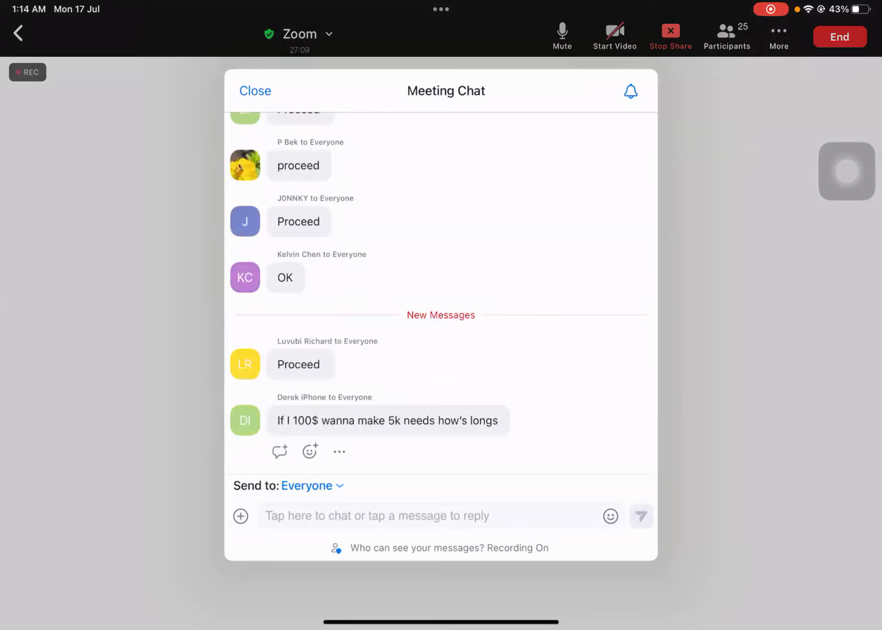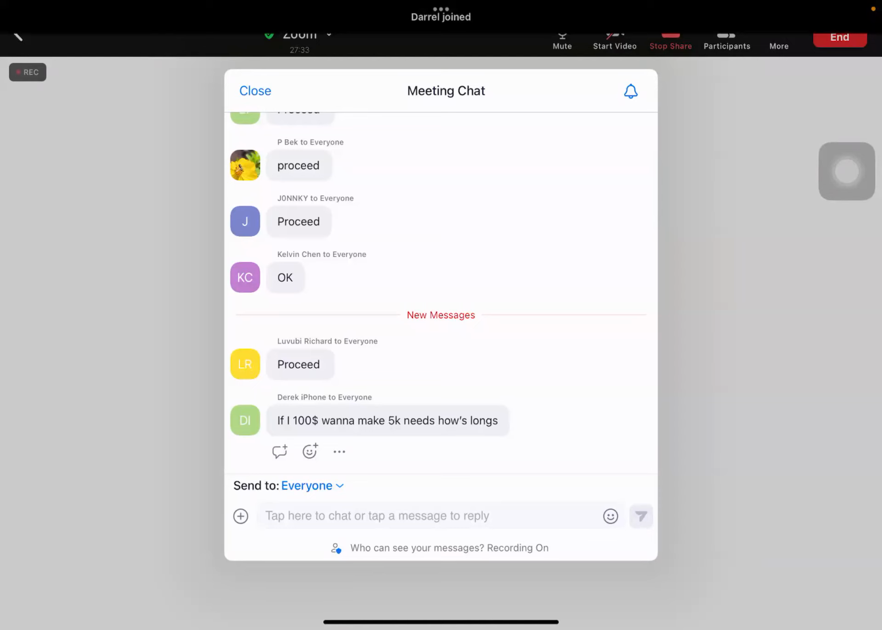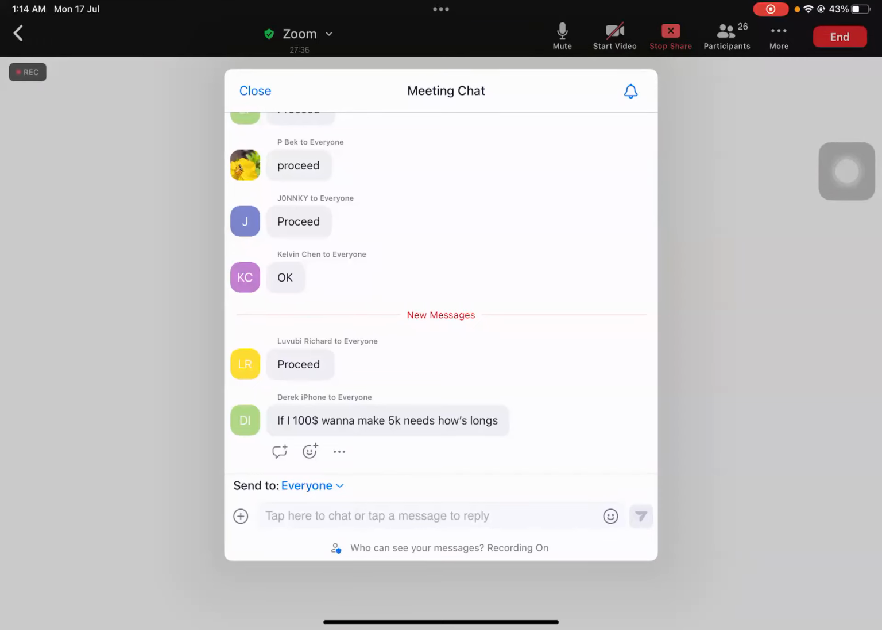Okay. If $100 can make 5K, how long does it need to make 5K? You want to turn $100 into 5K. For me, this one is not realistic, but you've got a way to do it. It's definitely going to take a long time. If you want to make 5K from $100, you have to flip 5,000% of your account, which definitely takes longer. If you really want to do it, I would suggest your lot size and the risk you are taking are definitely higher.